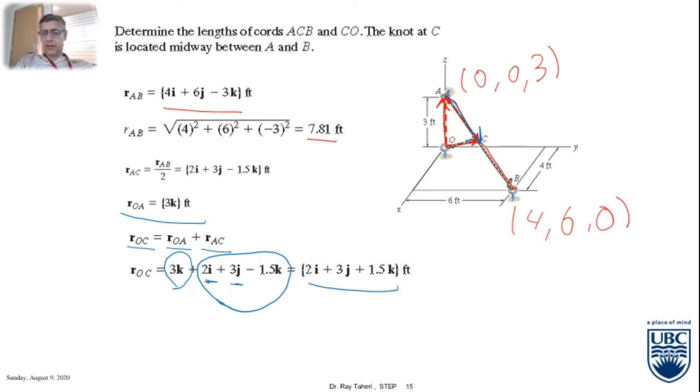This is the vector OC, and now we need to find the magnitude of this vector, which is this squared plus this squared plus this squared, square root of that, which is equal to 3.91. I strongly encourage you to do this calculation by yourself and try to find the same answer. If you can't, there is something perhaps wrong in your calculation.